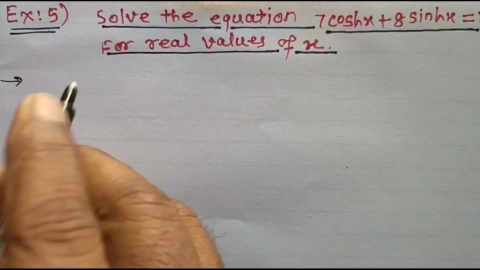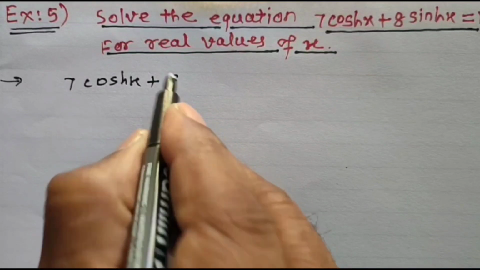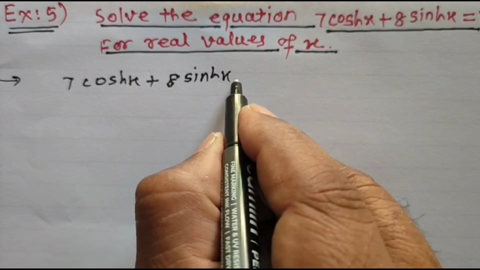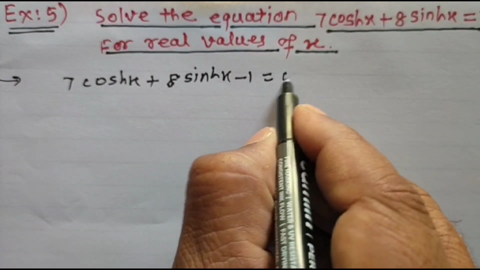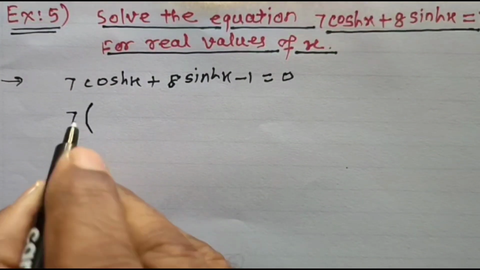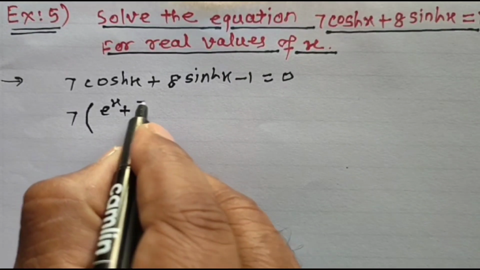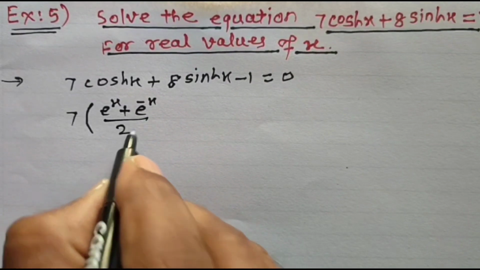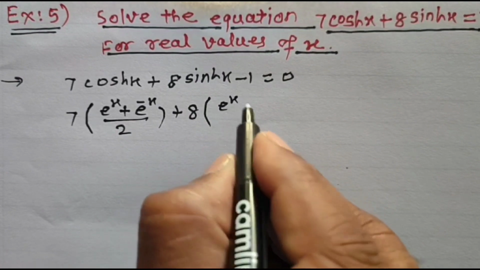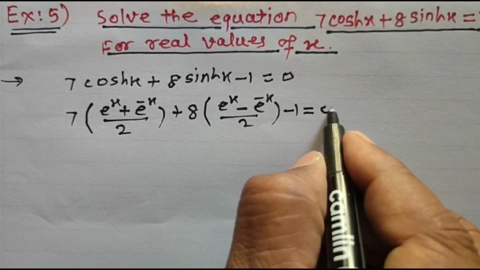So to solve this sum, 7 cosh x plus 8 sinh x is equal to 1. Take this 1 on the left hand side, minus 1 is equal to 0. Then 7 times cosh x in its exponential form can be written as (e to the power x plus e to the power minus x) divided by 2, plus 8 times sinh x can be written as (e to the power x minus e to the power minus x) divided by 2, minus 1 is equal to 0.